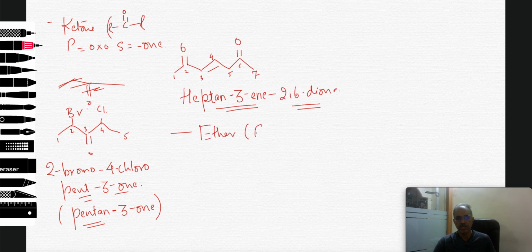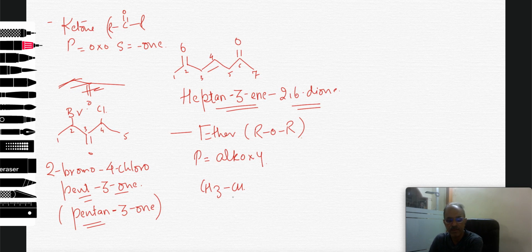Now we'll see another functional group, which is ether, which is ROR. The prefix happens to be alkoxy. It has no suffix. We will see another example of it, CH3 CH, CH, O CH, CH3. This is CH3. Here it is, suppose if I take CH2, C double bond O, CH3.